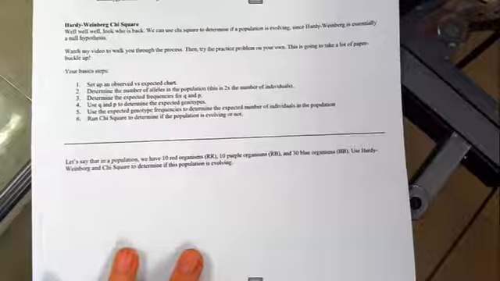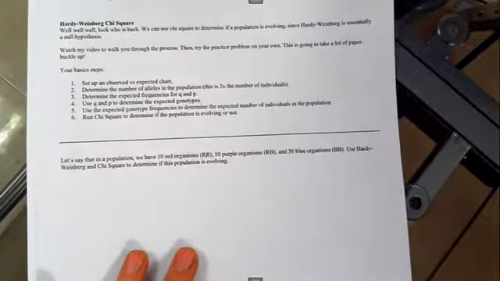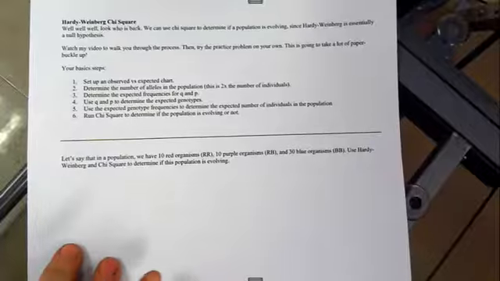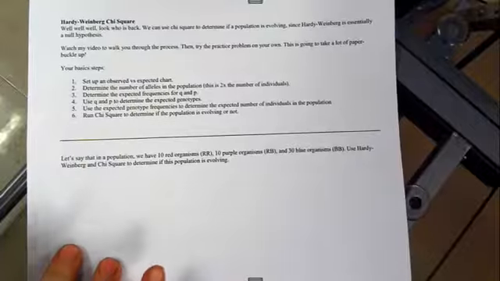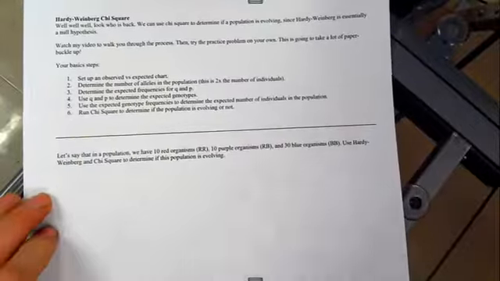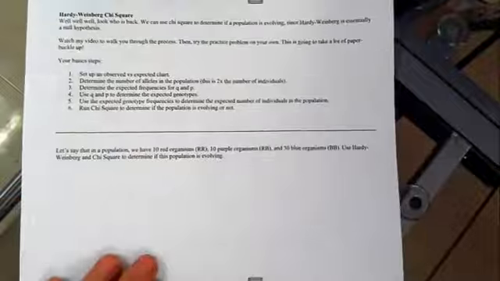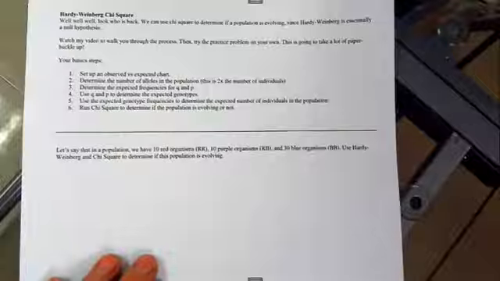So this video, I'm assuming that you are pretty solid on Hardy-Weinberg to begin with, not that you're learning it for the first time, because we're going to just jump right into components of Hardy-Weinberg that you should know: P, Q, P squared, Q squared, 2PQ. We are going to use Hardy-Weinberg chi-square to determine if a population is evolving.